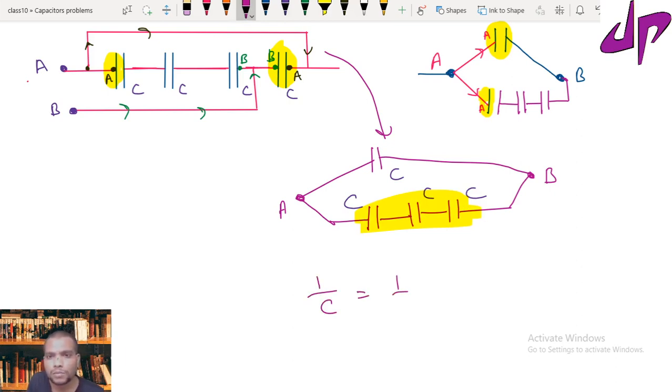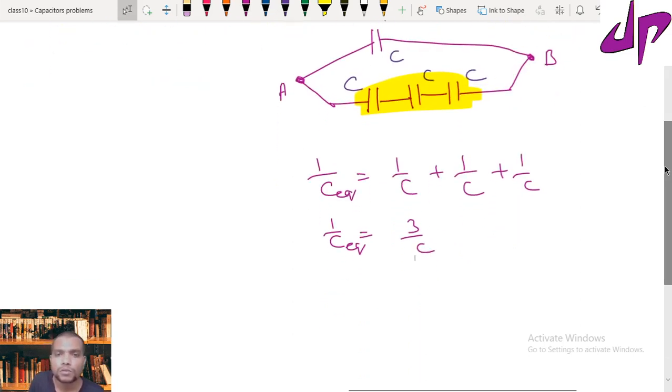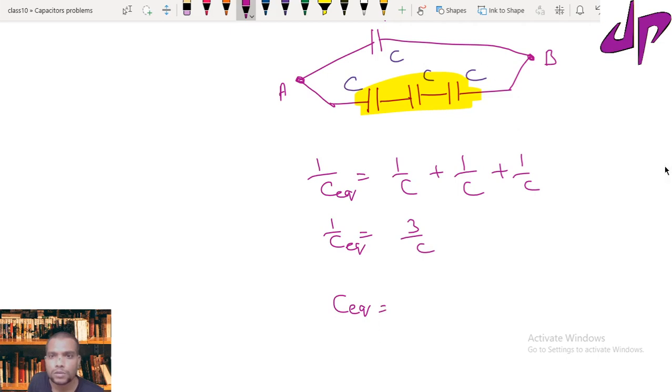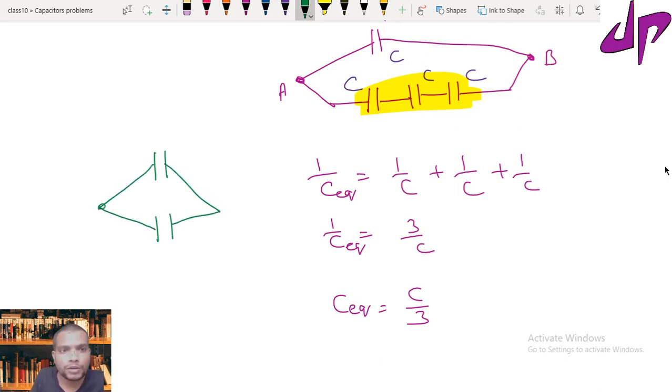If these three are in series, we can find the equivalent capacitance. 1 over C equivalent equals 1 by C plus 1 by C plus 1 by C, which equals 3 by C. So C equivalent equals C upon 3. Now we can replace that C equivalent in this parallel combination. Now if we redraw that circuit, one is parallel and another one is also parallel, and they both are connected at two points A and B, and this capacitance is C and this capacitance is C by 3.